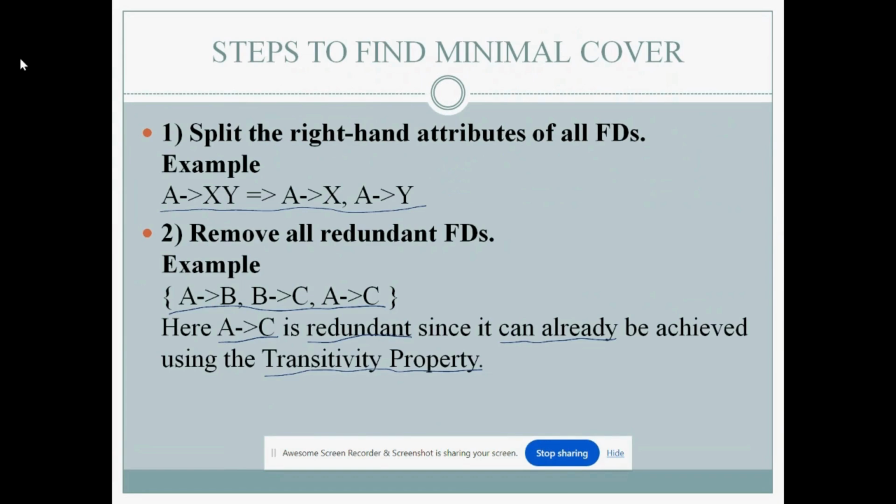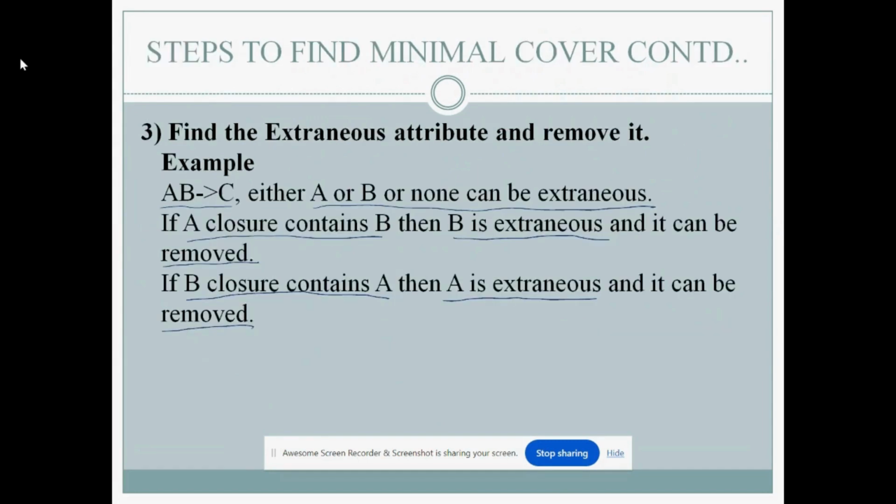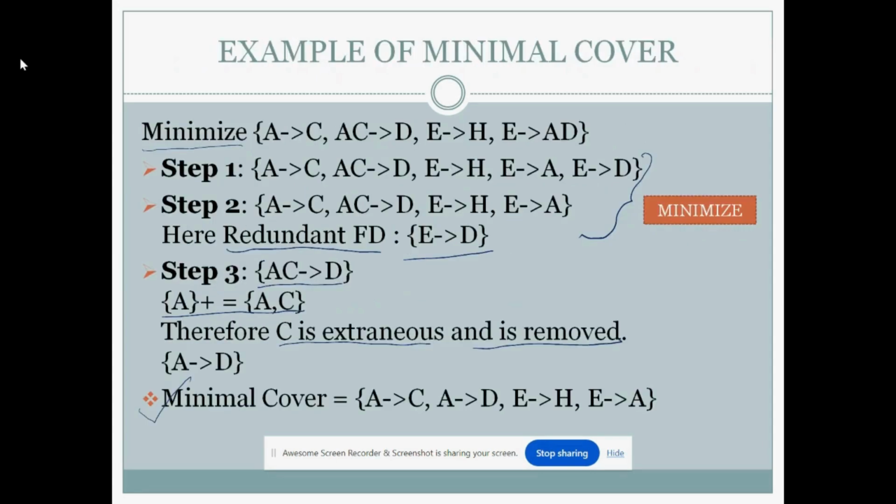Second, remove all redundant functional dependencies. Example, A implies B, B implies C, A implies C. Here A implies C is redundant since it can already be achieved using the transitive property. Now coming to the third step, that is find the extraneous attribute and remove it. Example, AB implies C. Either A or B or none can be extraneous. If A closure contains B, then B is extraneous and it can be removed. If B closure contains A, then A is extraneous and it can be removed.